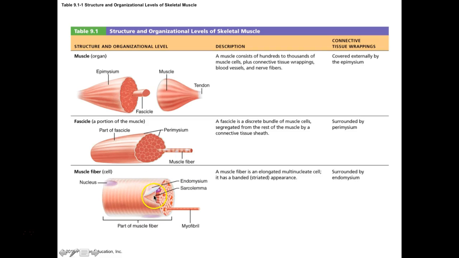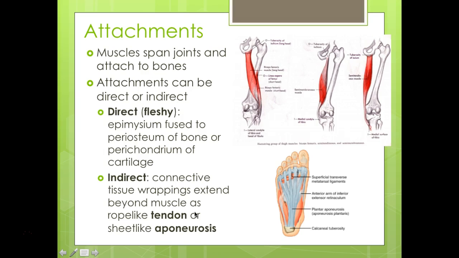Now we can see something here called a sarcolemma. Sarcolemma, sarco meaning muscle, and lemma referring to the plasma membrane. So this is the plasma membrane of the cell. Okay, within the muscle fiber, we have myofibrils, and we're going to take a closer look at what a myofibril is in just a moment. But first, let's talk about muscle attachments.